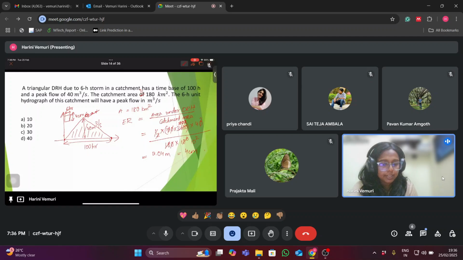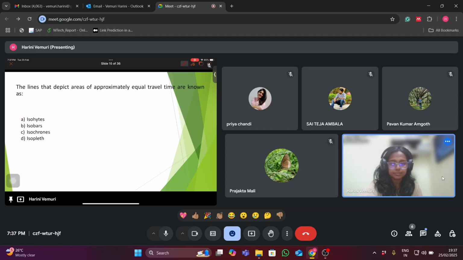So since we know that the maximum discharge for 4 centimeter excess rainfall is 40 meter cube per second, the maximum discharge for 1 centimeter excess rainfall will be 40 by 4, that is 10 meter cube per second. So 1 centimeter excess rainfall means unit hydrograph. So the answer is option A.